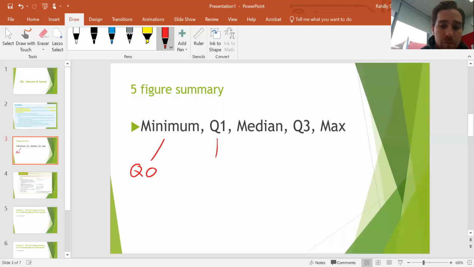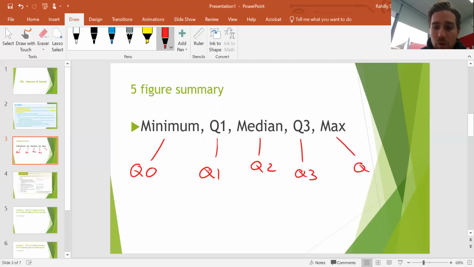Q0, Q1, Q2, obviously that's Q3, Q4. Okay, so they're all represented by Q0, 1, 2, 3, and 4. Your minimum is your lowest, your maximum is your highest, your median is your middle number, Q1 is the middle number of the bottom half, and Q3 is the middle number of the top half.